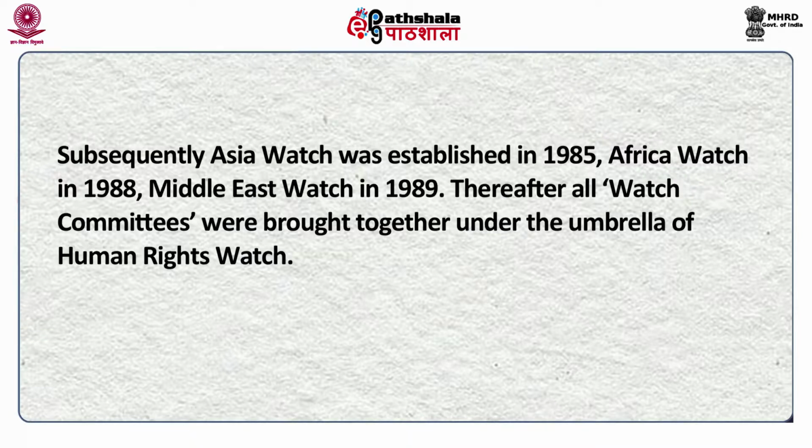Thereafter, all these watch committees were brought together under the umbrella of Human Rights Watch. Today, Human Rights Watch has its headquarters in New York and country offices in many European and some African as well as Asian countries, notably in Nairobi in the African continent and in Tokyo in the Asian continent. It has approximately 400 staff members across the world consisting of advocates, activists, journalists, academics and country experts.